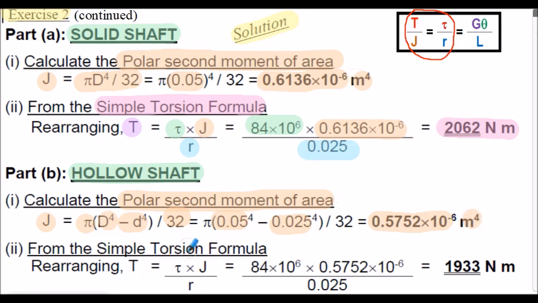And again from the simple torsion formula, rearranging for T, same process as above, and inserting the numerical values, we have a maximum torque that can be applied of 1933 Newton meters.